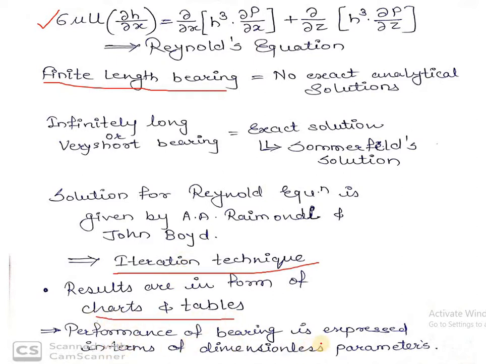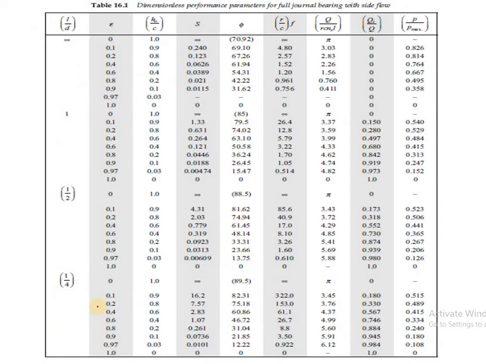Now the performance of the bearing is expressed in terms of dimensionless parameters which are given by these two scientists. So the method is also called Raimondi and Boyd's method. Today we have to go through that method. As we are saying, the results are in the form of charts and tables. Let's go through the table.